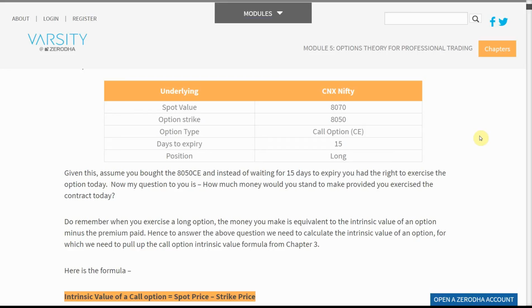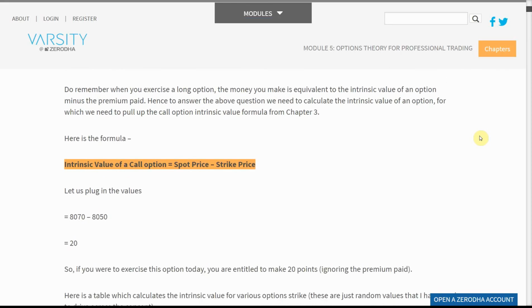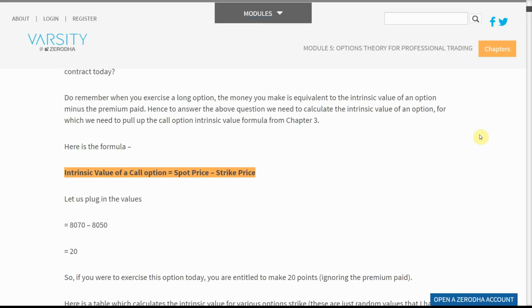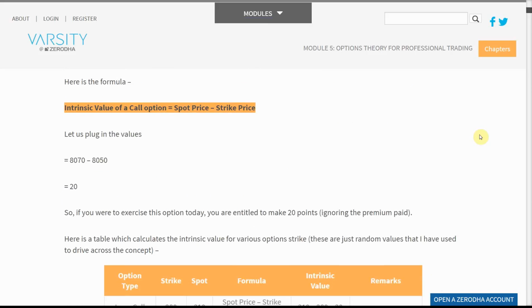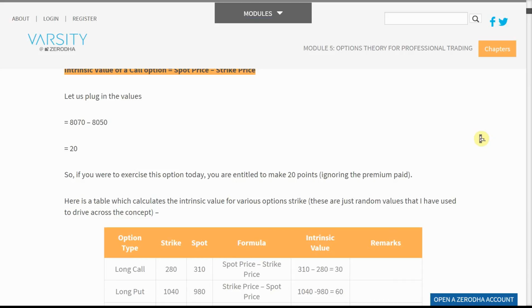Do remember, when you exercise a long option, the money you make is equivalent to the intrinsic value of an option minus the premium paid. Hence, to answer the above question, we need to calculate the intrinsic value of an option, for which we need to pull up the call option intrinsic value formula from Chapter 3. Here is the formula. Intrinsic value of a call option equals spot price minus strike price. Let us plug in the values. Equals 8070 minus 8050. Equals 20. So, if you were to exercise this option today, you are entitled to make 20 points, ignoring the premium paid.